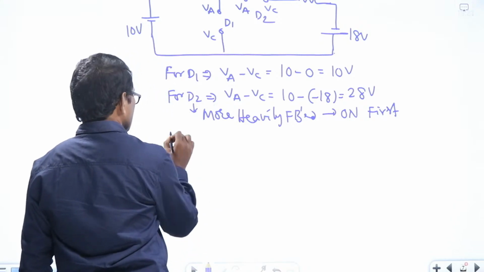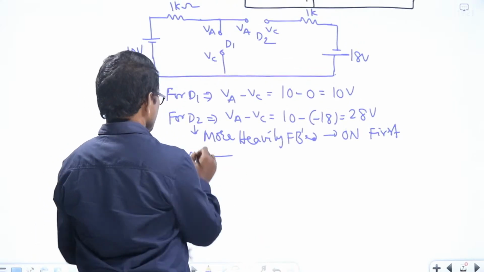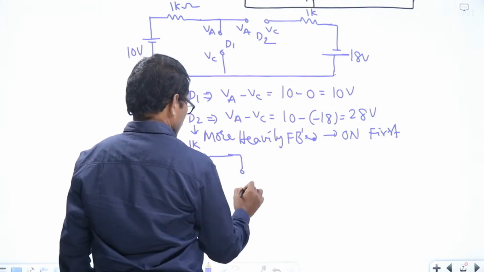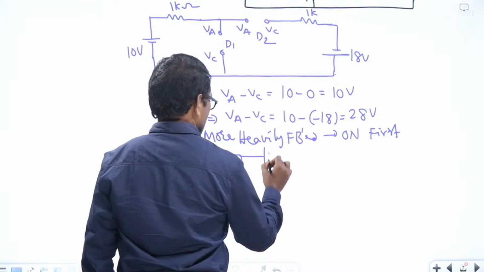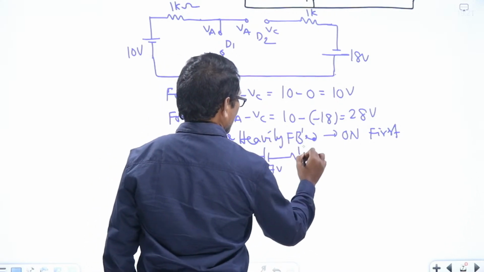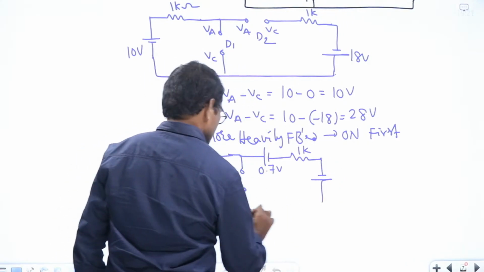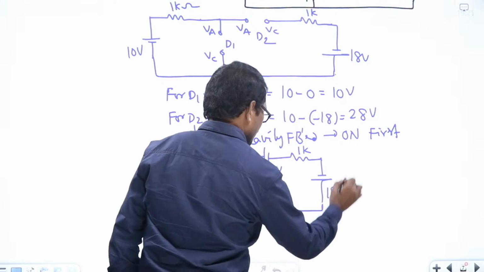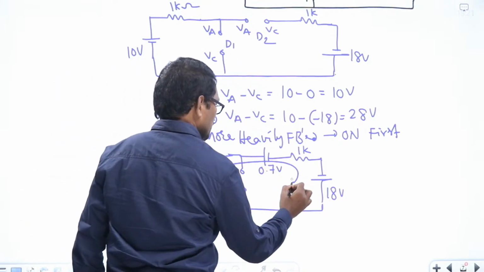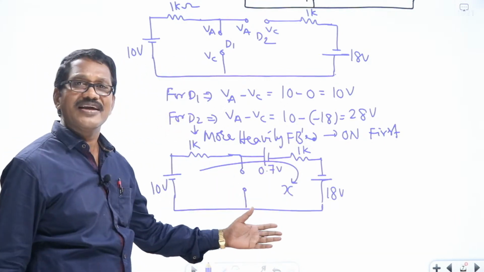10 volts. This is 1K. This is replaced by 0.7 volts and 1K. This is 18 volts. Right? So assume that the current through the circuit is X. Now calculate X just by applying KVL.